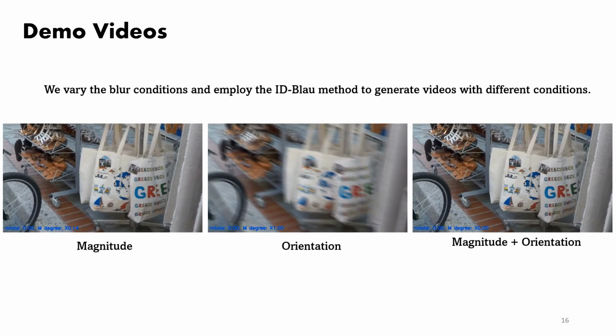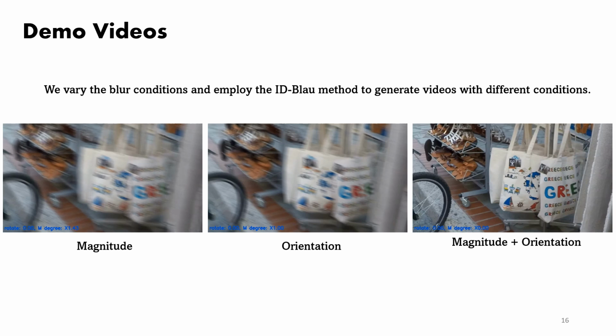These are demo videos. On the left, we have the results with only the magnitude of the condition adjusted. As we can see, the images become increasingly blurry with each adjustment. Next, we show the outcome with only the orientation of the condition adjusted. The images are gradually rotated from 0 to 359 degrees. Lastly, we present the results when both the magnitude and orientation of the condition are adjusted. By modifying these conditions, we can achieve any desired blur style for the image.